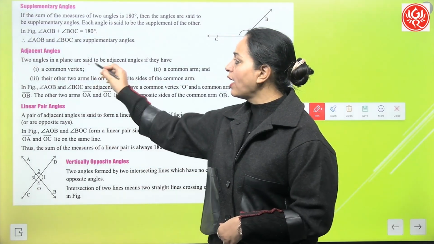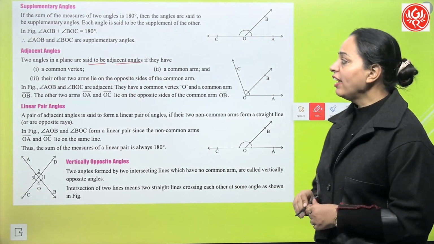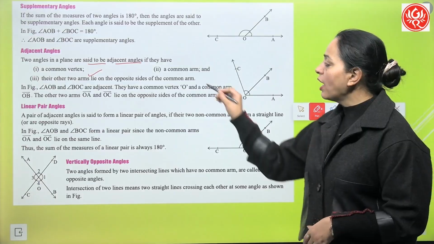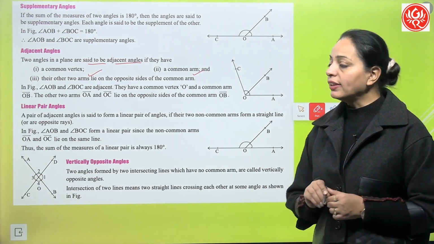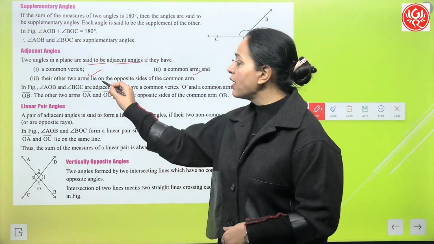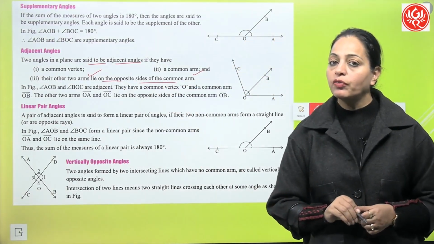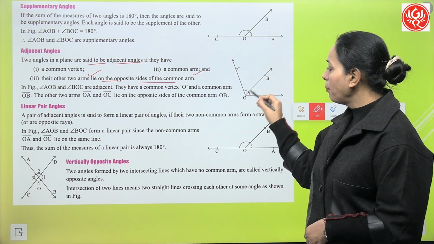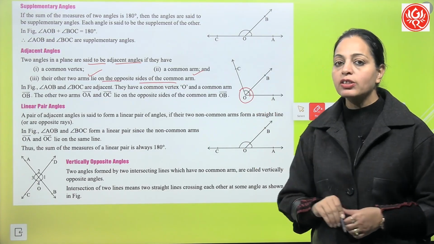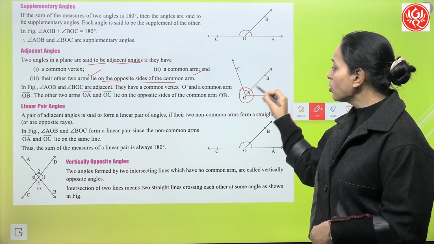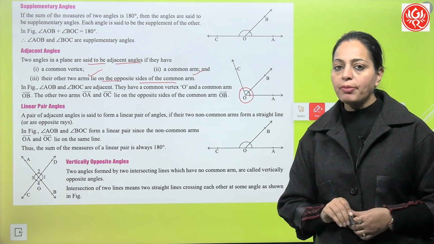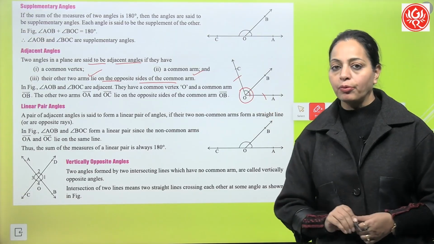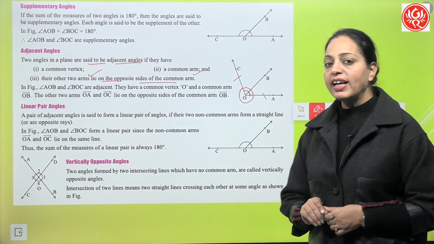Okay. Now adjacent angles. Two angles in a plane are said to be adjacent angles if they have the first one a common vertex, okay, and the second a common arm, and the third one their other two arms lie on the opposite sides of the common arm. See here angle AOB and angle BOC, they have the common vertex O and one arm is common. OB is the common arm and the other arms are on the opposite side of the common arm. Okay, so these angles are adjacent.